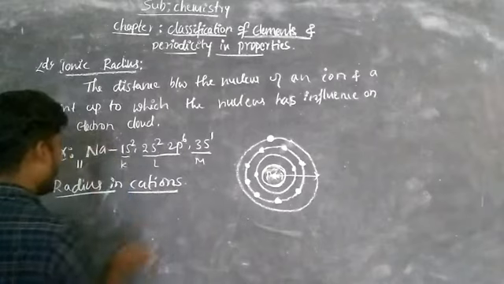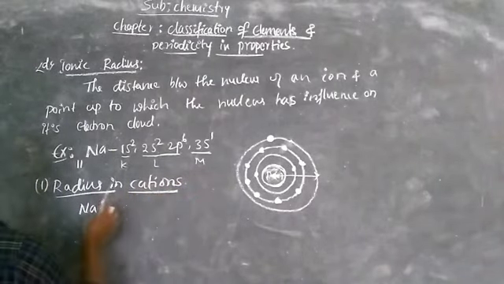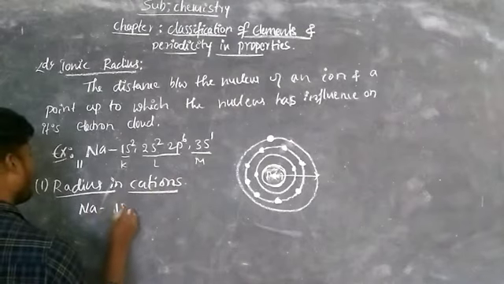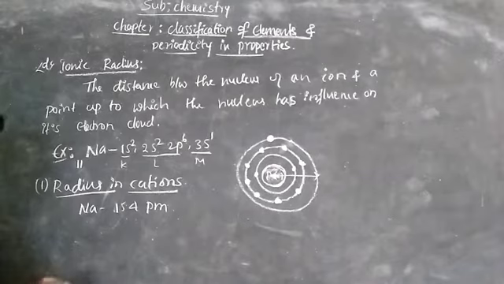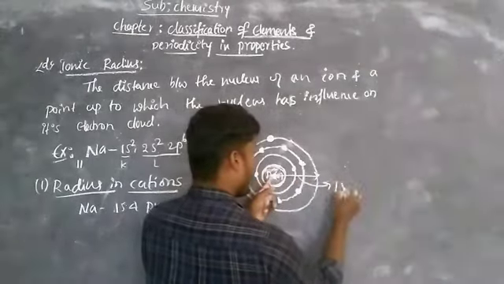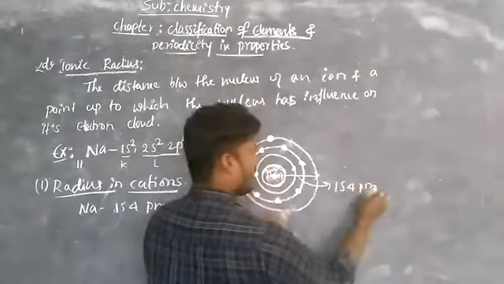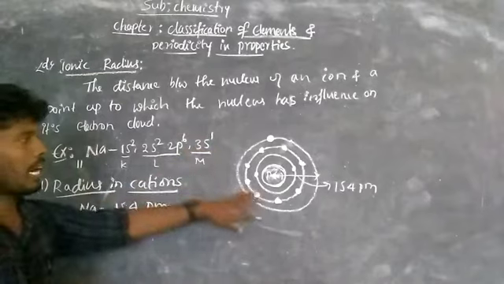Now this sodium atomic radius, that is called the covalent radius, is 154 picometer. This is called the ionic radii, metallic radii, or atomic radii.